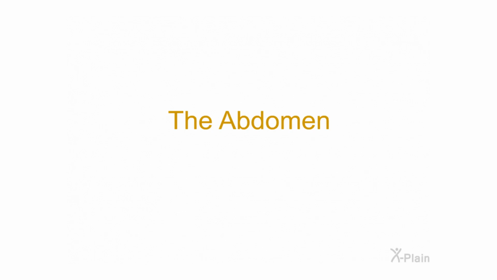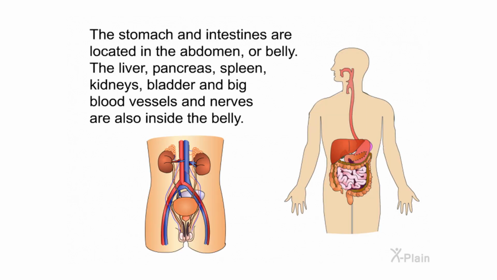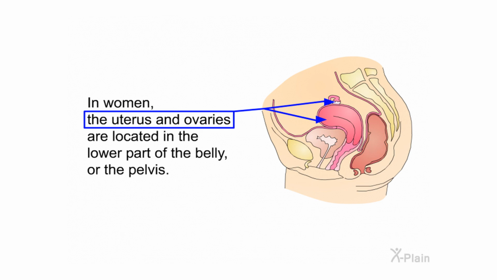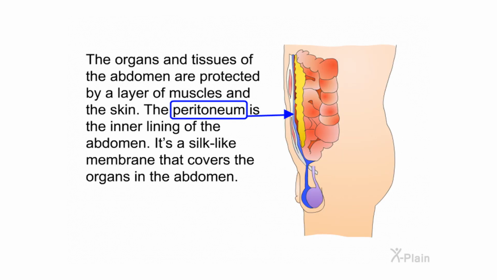The abdomen. The stomach and intestines are located in the abdomen or belly. The liver, pancreas, spleen, kidneys, bladder, and big blood vessels and nerves are also inside the belly. In women, the uterus and ovaries are located in the lower part of the belly, or the pelvis. The organs and tissues of the abdomen are protected by a layer of muscles and the skin. The peritoneum is the inner lining of the abdomen. It's a silk-like membrane that covers the organs and the abdomen.